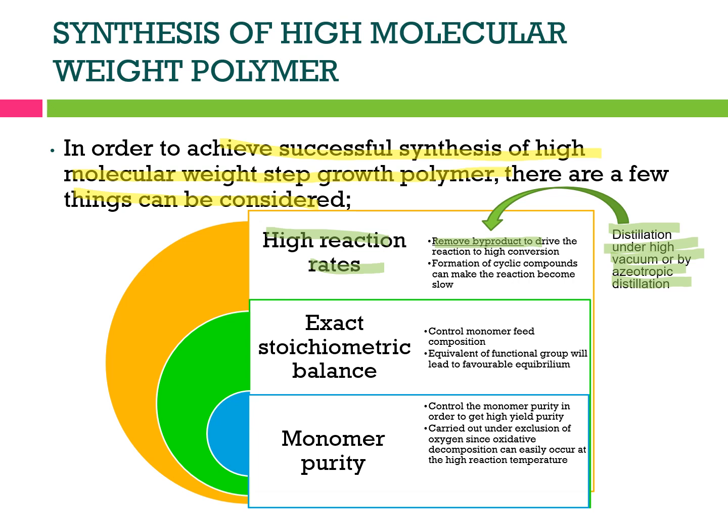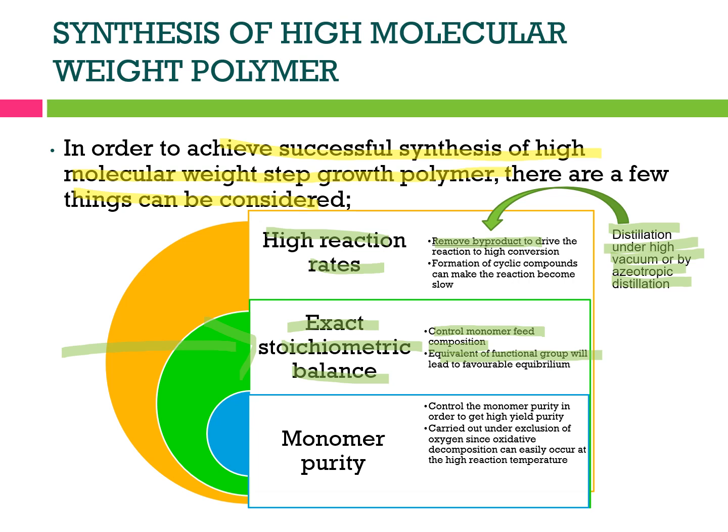The other thing that you can do is to use exact stoichiometric balance. So you know the difference, right? Stoichiometric imbalance is to limit or reduce the molecular weight of polymer. But if you want to produce high molecular weight polymer, it is called stoichiometric balance. Stoichiometric balance can be achieved by controlling the monomer feed composition or using equivalent functional groups of each monomer to produce high molecular weight polymer.